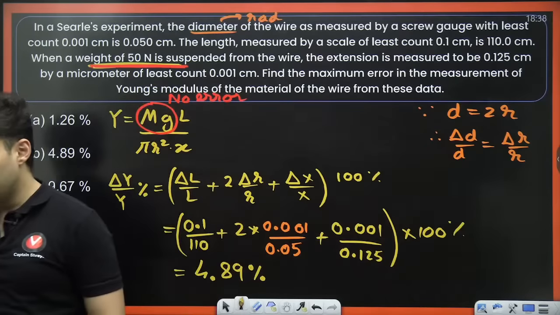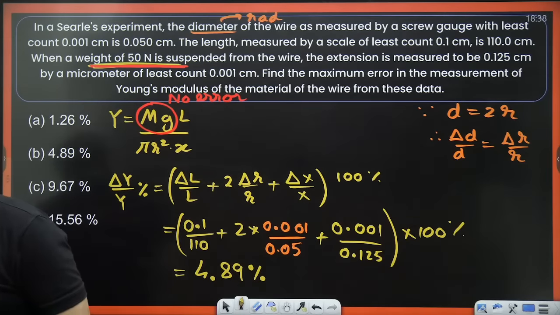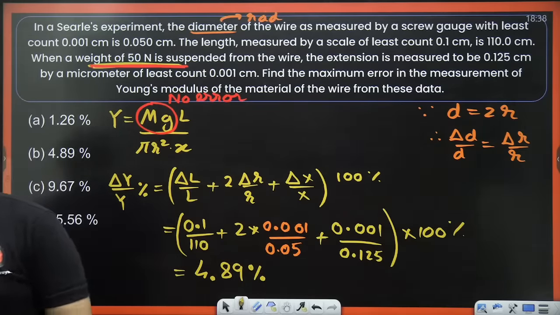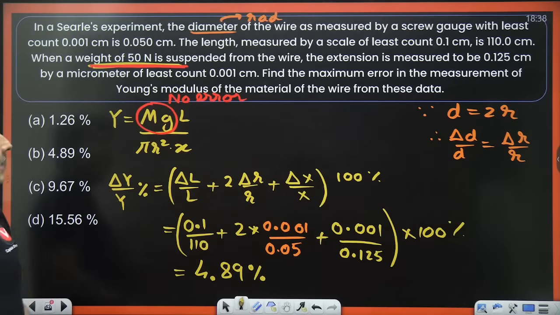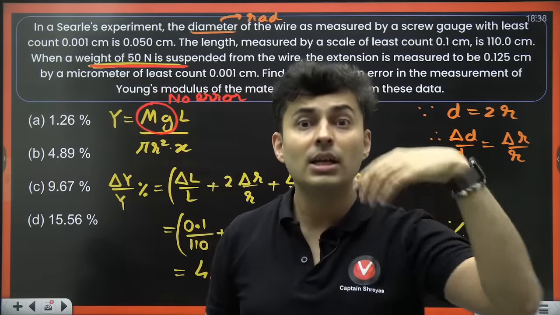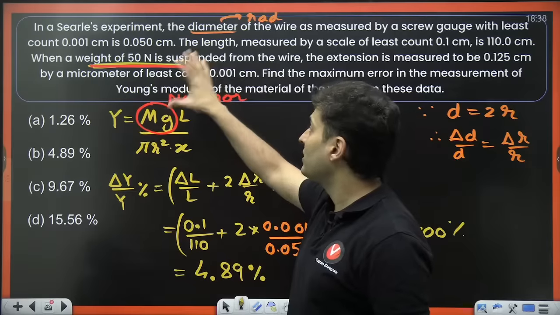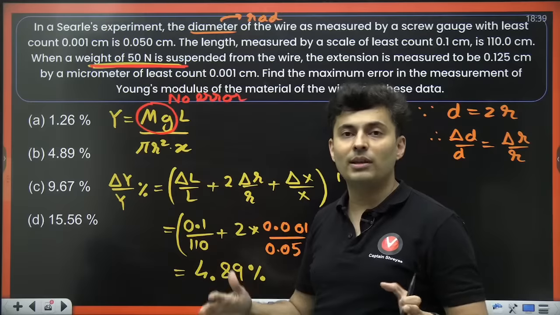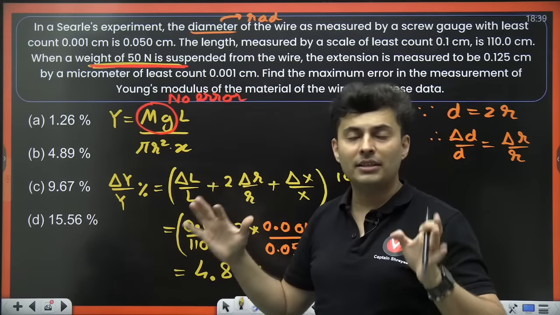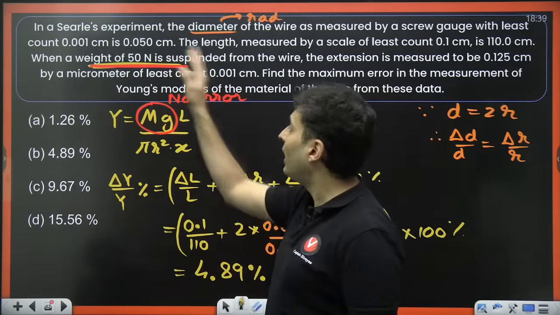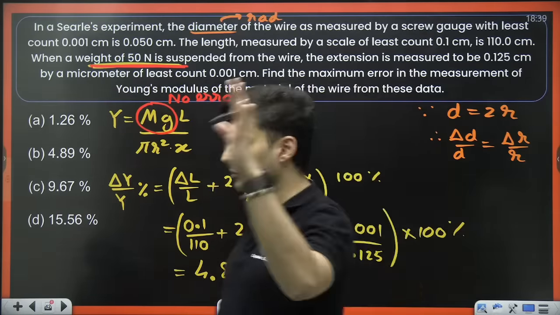Is that very clear, my dear students? Okay. I hope this is very, very clear. Why does mg have zero error? Because did they say 50 newton plus minus some percentage? Did they say the weight is this much with a least count of this much? No, because they did not mention anything about the weight, whether there was error, whether there was some percentage error, whether there was some least count in the measurement. Hence, you will assume it as no error.